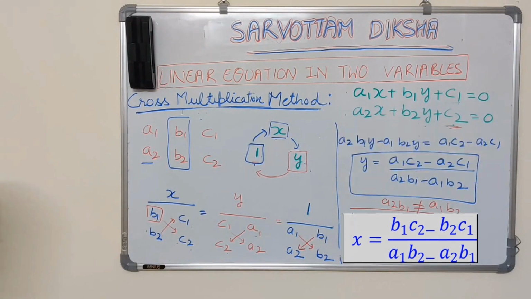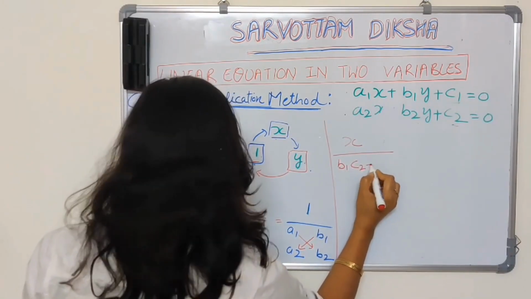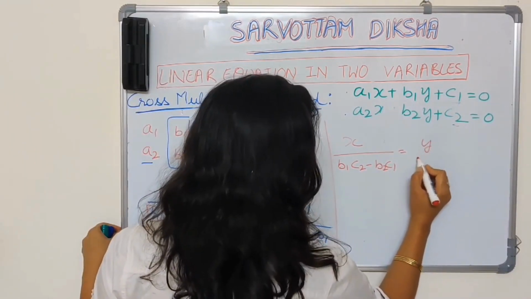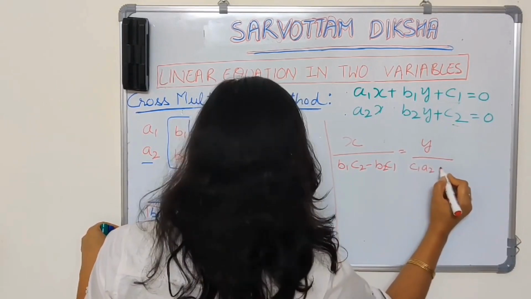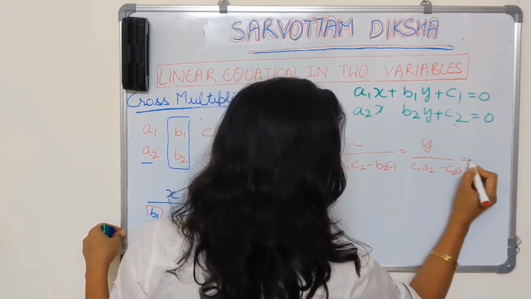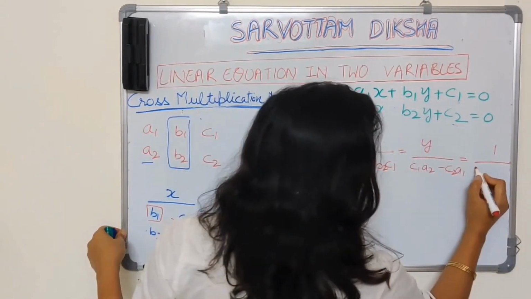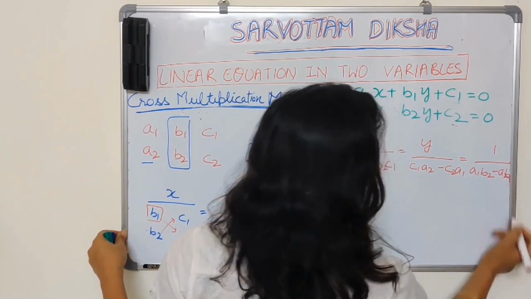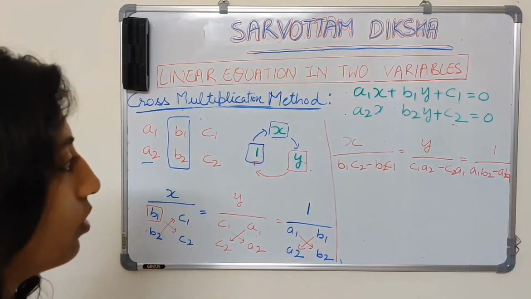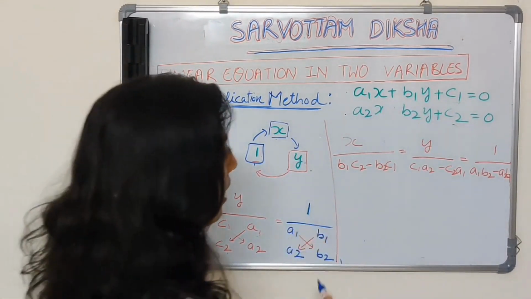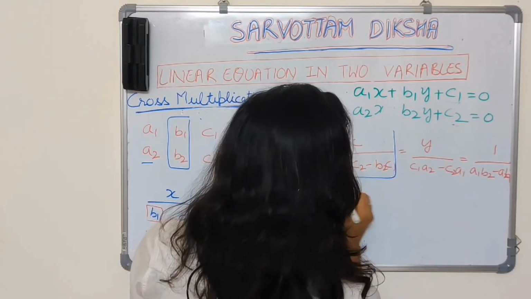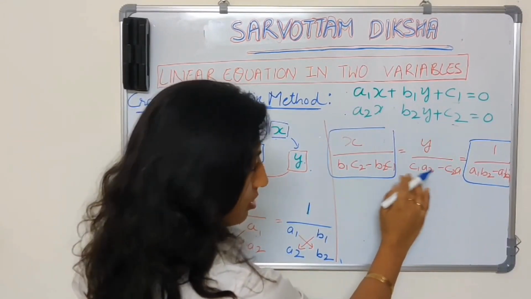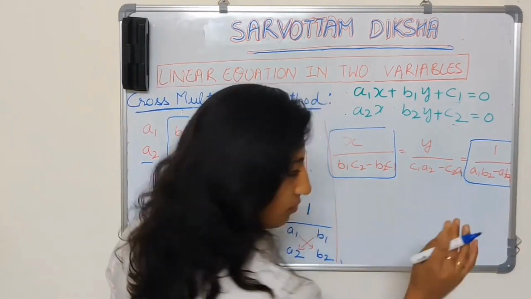So what will I get? X upon B1 C2 minus B2 C1 is equal to Y upon C1 A2 minus C2 A1 is equal to 1 upon A1 B2 minus A2 B1. So what is my X now? The same thing which I wrote before, if you realized. Do the cross multiplication, taking this and this together. Leave Y upon C1 A2 minus C2 A1 for the moment.